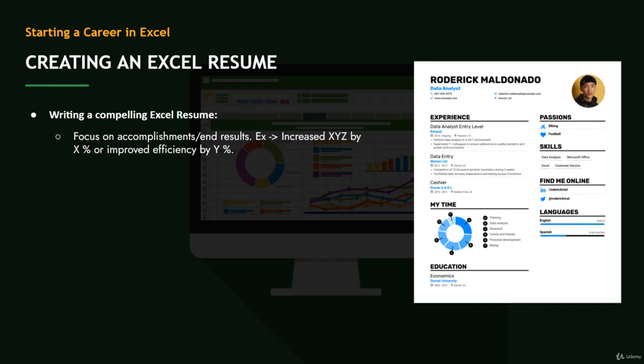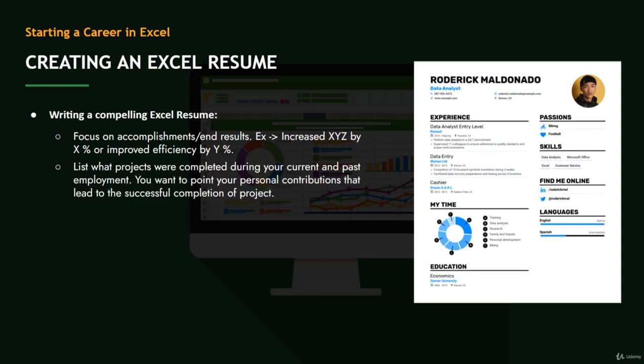What you always want to do when you're creating your resume is be accomplishment focused or end results focused. You always want to talk about what you did, how you went about it, and any personal contributions that you've made that led to the successful completion of a particular project, or whatever that may be. It needs to be things where you did XYZ, you accomplished XYZ, you improved this and that. That's going to be the biggest thing.